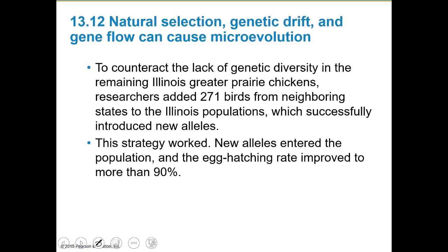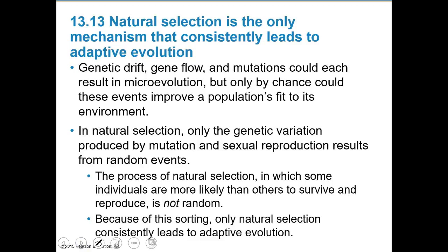So to counteract the lack of genetic diversity in the remaining Illinois greater prairie chickens, those goofy looking birds we just looked at, researchers added 271 birds from the neighboring states to Illinois populations, which successfully introduced new alleles. That strategy worked, the new alleles entered the population, and the egg hatching rate improved to more than 90%. So using some gene flow, we were actually able to save the goofy looking greater prairie chicken.